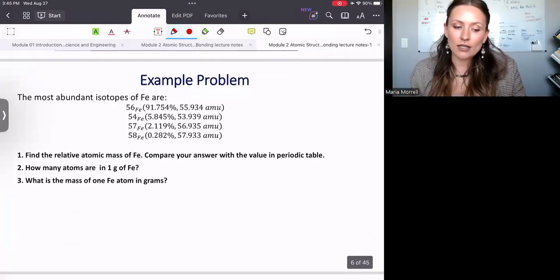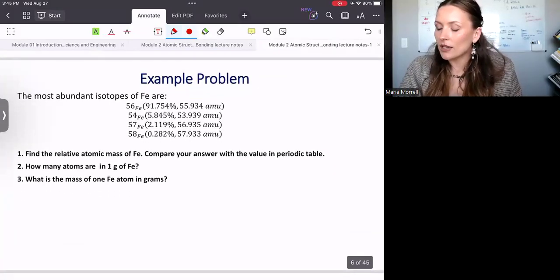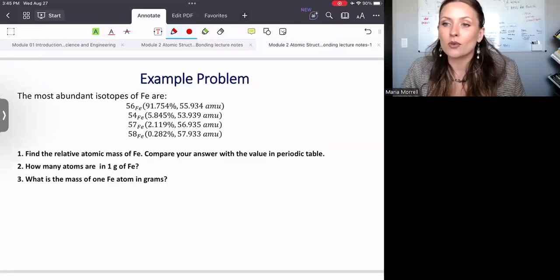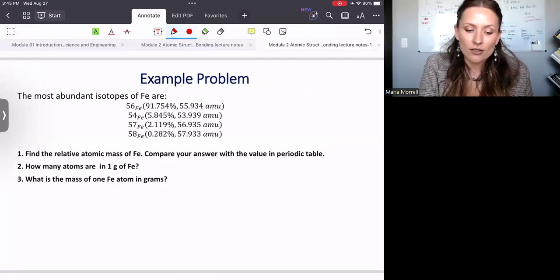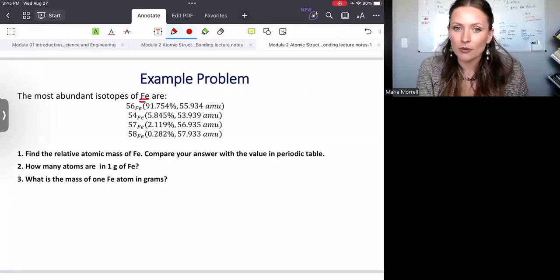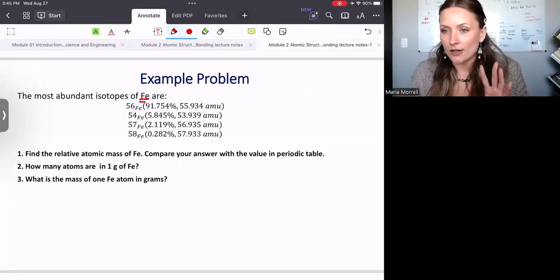Perhaps we shall consider an example. Since later on we will be dealing a lot with iron and corrosion, it makes sense for us to consider iron for this example. So iron has four isotopes.